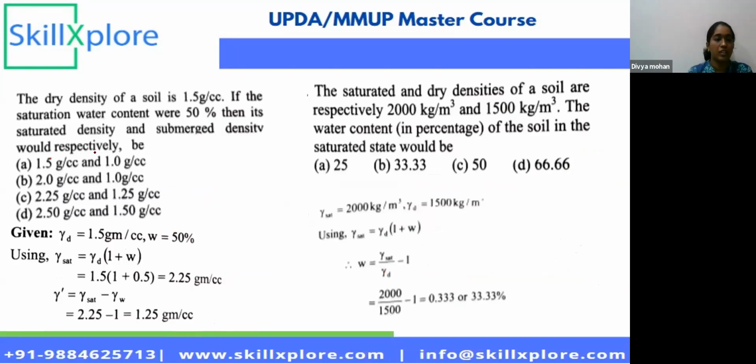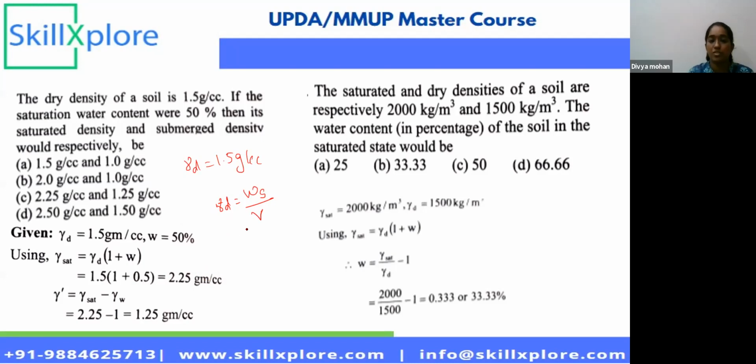Next problem. They have given the dry density of soil as 1.5 gram per cc, and if the saturated water content is 50%, then find its saturated density and submerged density. Okay, so they have given gamma dry, 1.5 gram per cc. Gamma dry is nothing but weight of solids by total volume.